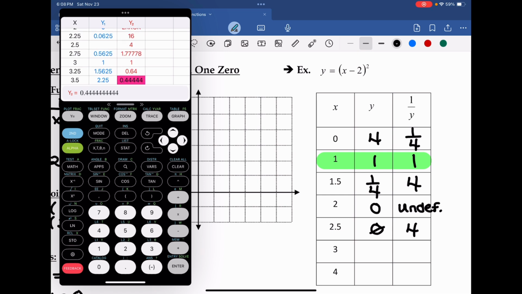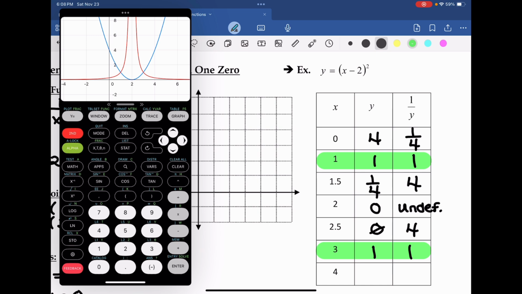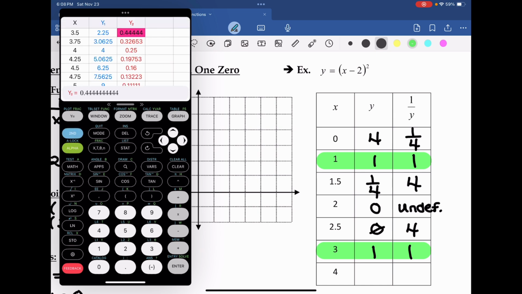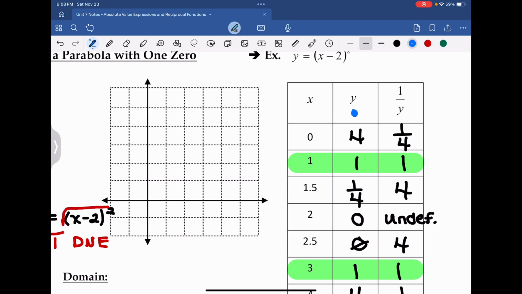We go to 3, which puts us to 1 and 1, because again, this is one of our invariant points. So I'm just going to tuck the calculator away, highlight this because that's our other invariant. And then I'm just going to bring it back one more time. And I want to go to where it's 4, which gives us 4 and 4, or 4 and a quarter. So this one will be 4. This one will be a quarter.